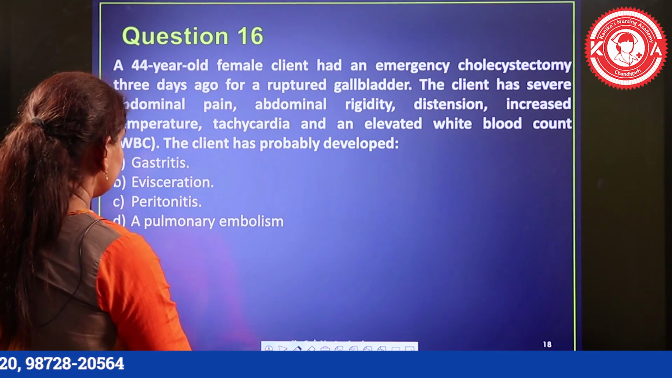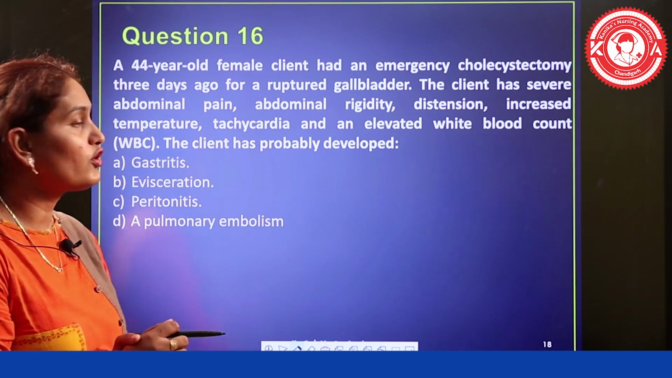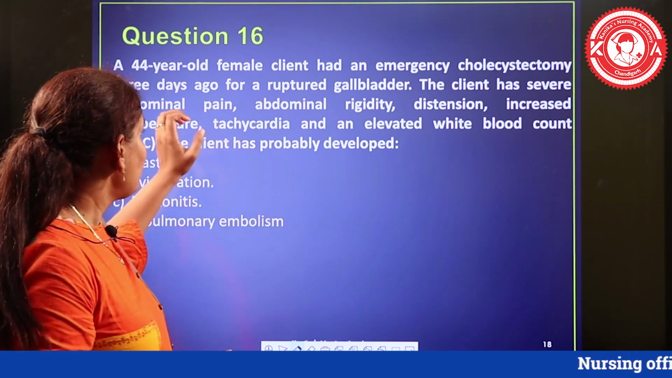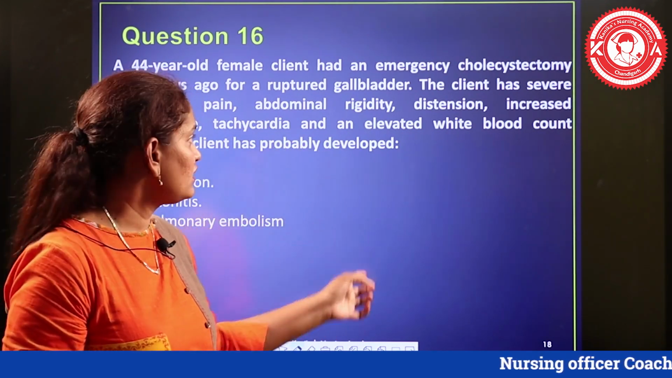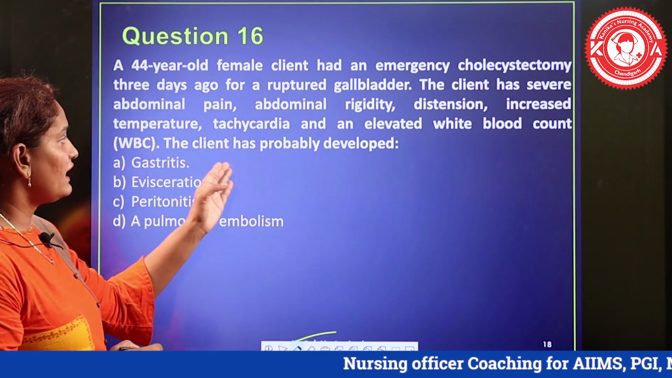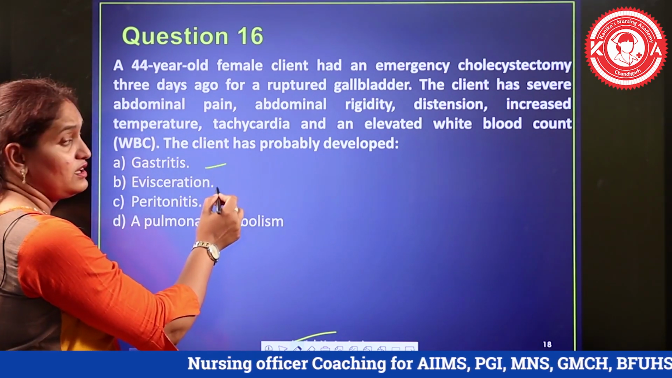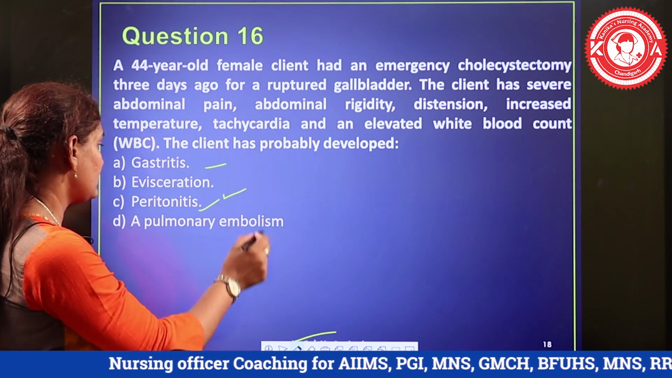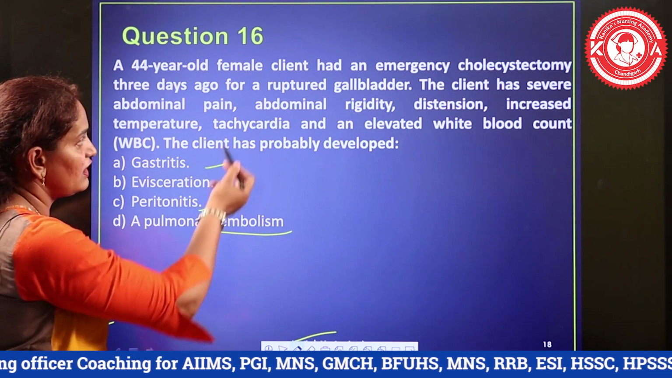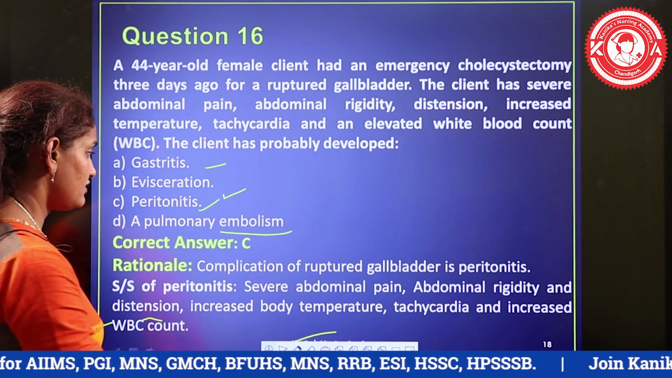Next question is, a 44-year-old female client had an emergency cholecystectomy 3 days ago for a ruptured gallbladder. The client is experiencing pain, abdominal rigidity, distension, increased temperature, tachycardia and an elevated white blood count. What do we suspect that the patient might be having? Whether it is gastritis, whether evisceration has occurred, whether it is peritonitis or a pulmonary embolism. So we can rule out gastritis or evisceration here with these complaints, because the answer here is C, that is peritonitis.